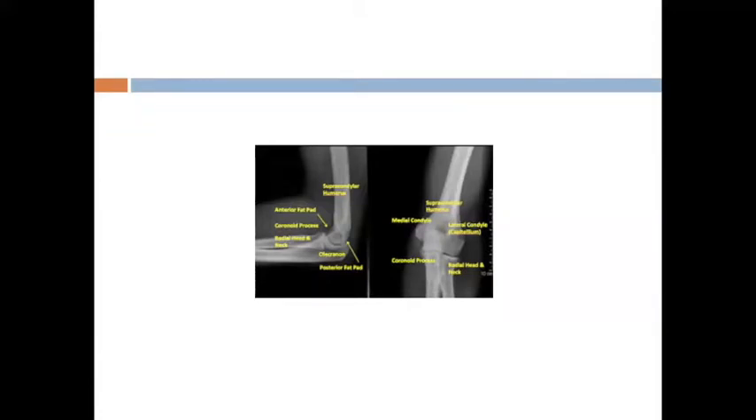Here, please note, you can see the anterior fat pad, which is very near to the anterior humeral line. The anterior humeral line is drawn through the anterior surface of the humerus. It is very near to the anterior humeral line and it is concealed in the coronoid fossa. And this posterior fat pad is concealed in the olecranon fossa.